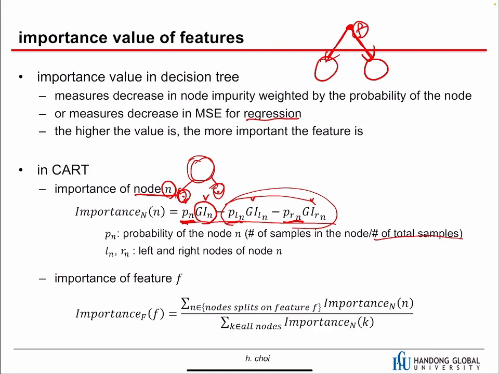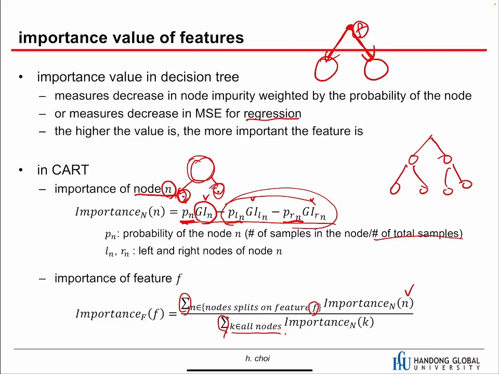Okay, and the importance of feature f can be calculated based on this one. So if we used a specific feature in the decision tree a lot, then we have to accumulate all the nodes. Okay, so this summation is over all the nodes which use the feature f to split. And at this node we can check the importance of that node, and this sum is over all the nodes. Okay, so we have split a lot.